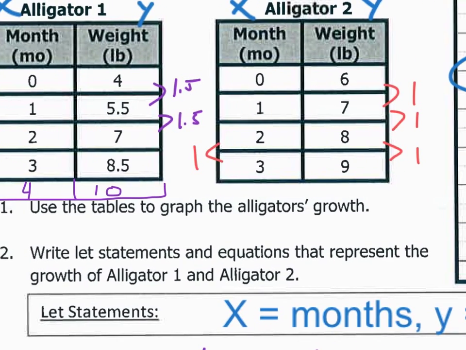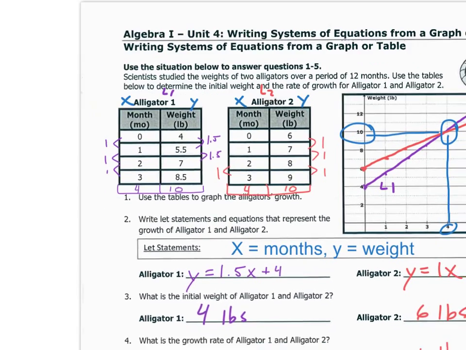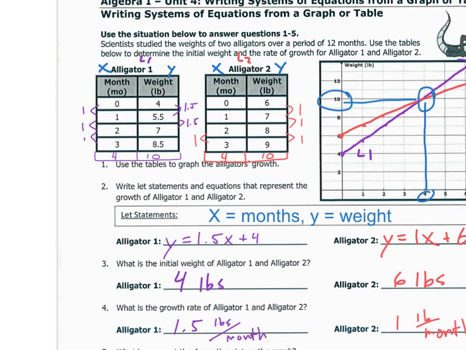And if it was for alligator 2, I'd see that my y goes up by 1, so 9 plus 1 would give me 10, and my x goes up by 1, so that next point would be 4, 10. So if you're given a table, you can see that the intersection point is going to be the only place where it's the same value on each table here. So there are 2 ways to figure that out.